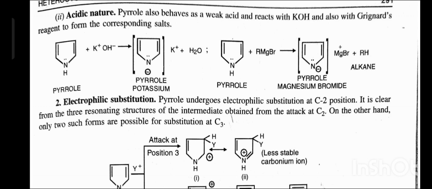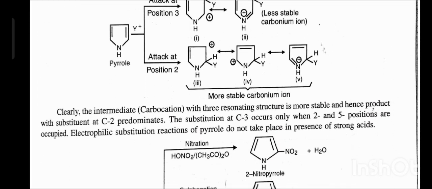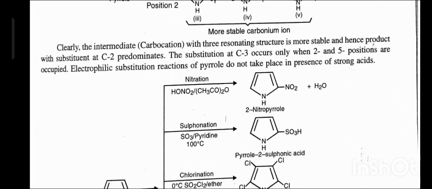Pyrrole undergoes electrophilic substitution at the C2 position. This is clear from the 3 resonating structures of the intermediate obtained from attack at C2. On the other hand, only 2 such forms are possible from substitution at C3. Clearly, the intermediate with 3 resonating structures is more stable, and hence the product with the substituent at C2 predominates. Substitution at C3 occurs only when the 2 and 5 positions are occupied. Electrophilic substitution reactions of pyrrole do not take place in the presence of strong acids.